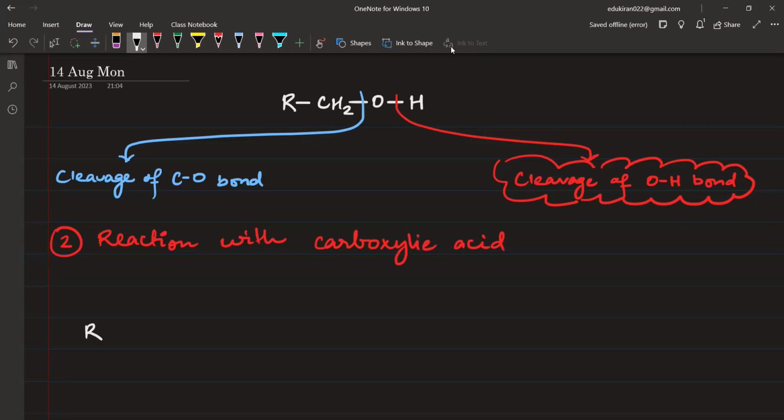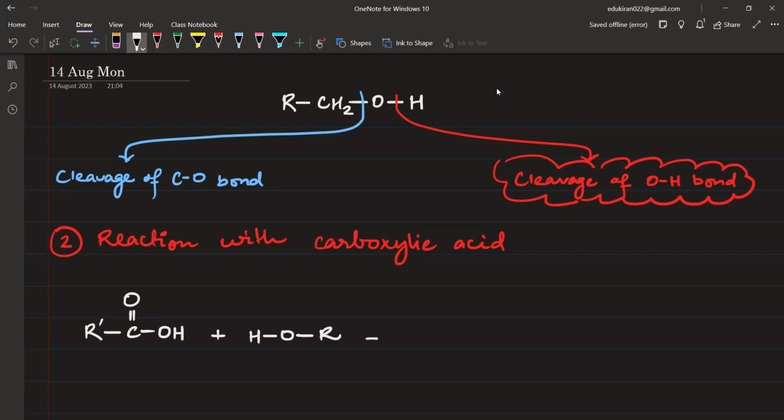Let us suppose we have R dash, any alkyl group, with carbon double bond O. Now carbon double bond O and then OH. Okay. Plus we have alcohol. I'm writing alcohol like this. You have H, O, and then the R group of alcohol.